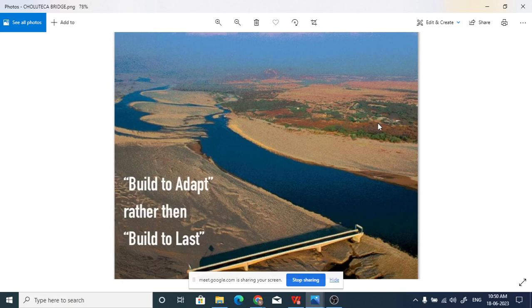Understood? Yes, sir. Sometimes we do something, but then something else happens. We may all study for some exam, let's say, in 11th standard.